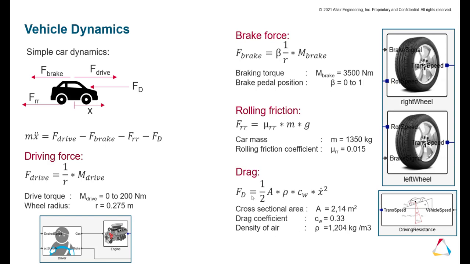And then our vehicle drag, the drag force, which existed within this driving resistance block, takes into account some parameters like the cross-sectional area, the drag coefficient, and the air density. And in the end, applies another force opposite to our driving force. So the summation of all of these makes up our vehicle dynamics. So now let's see how these are applied in a more complex hybrid electric vehicle model.